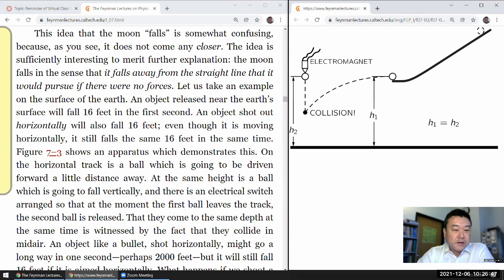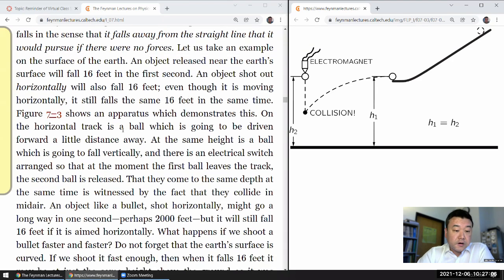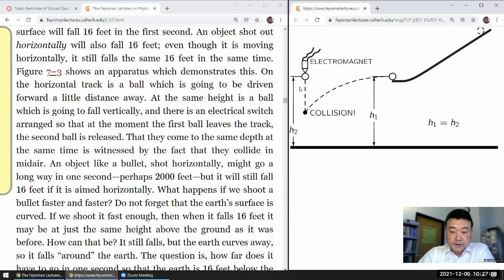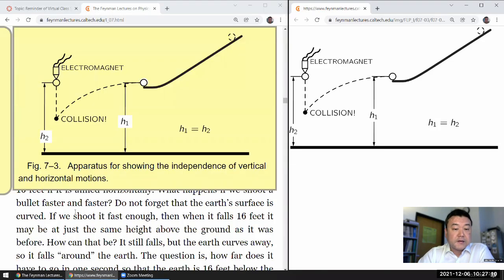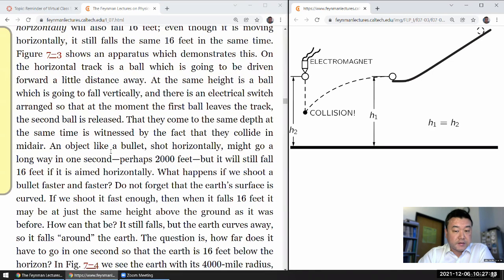I refer the moon falls in a sense. An object released near the Earth's surface will fall 16 feet in the first second. An object shot out horizontally will also fall 16 feet. Even though it is moving horizontally, it still falls the same 16 feet in the same time. Figure 7-3 here shows an apparatus which demonstrates this.